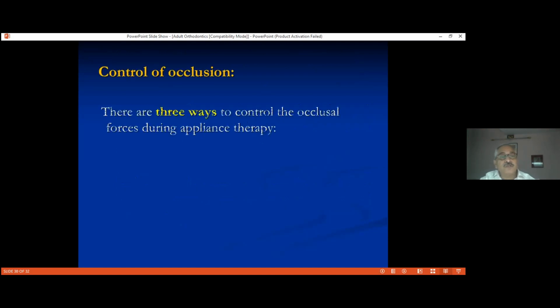Control of occlusion. There are three ways to control the occlusal forces during appliance therapy in adult orthodontic cases. First is disarticulation or disocclusion of the teeth to be moved, selective grinding, and modification of mechanotherapy, that is, going for lighter, milder forces.